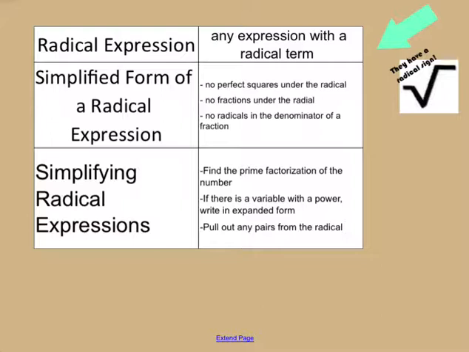When you're simplifying radical expressions, you're going to find the prime factorization of each number. That's what we did in problems 1 through 3. Then if there's a variable with a power, you want to write it in expanded form. Then you're just going to find any pairs you have. If you have a pair, you can break out of the radical. So we're going to take a look at what that means, to break out of the radical.